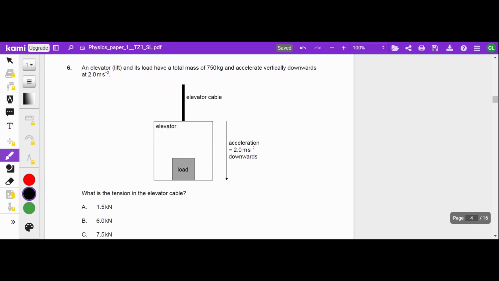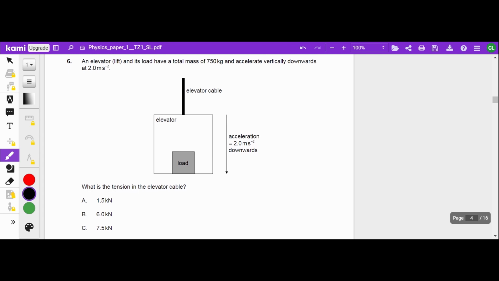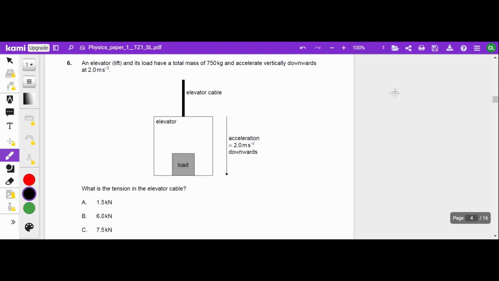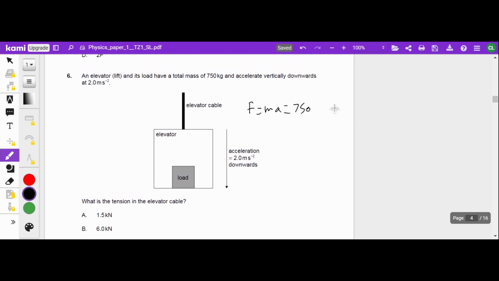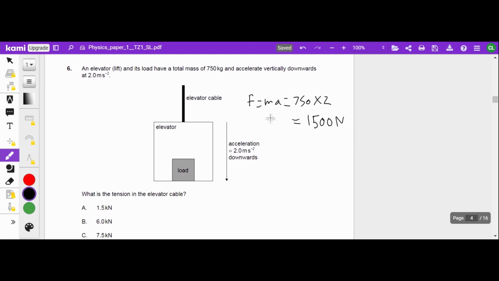An elevator and its load have a total mass of 750 kilograms and accelerate vertically downwards at 2 meters per second squared. What is the tension in the elevator cable? Well, you can use the formula F equals ma for the resultant force, which is 750 times 2 because the acceleration is 2, so that's 1,500 newtons. So then this is our resultant force, right?